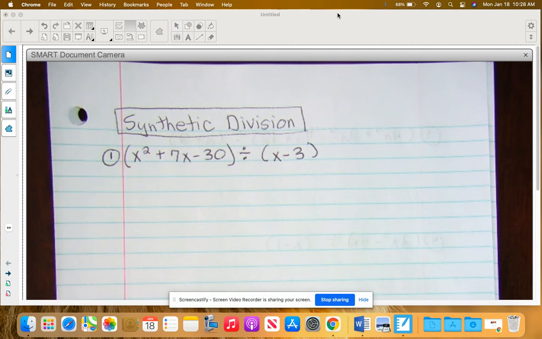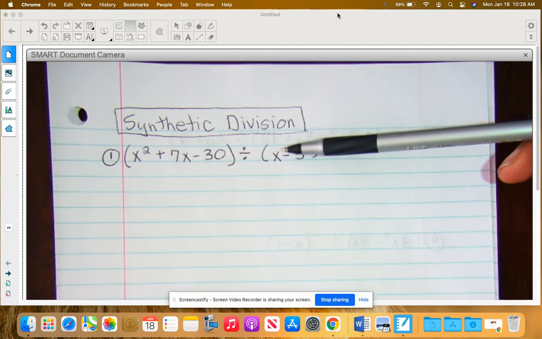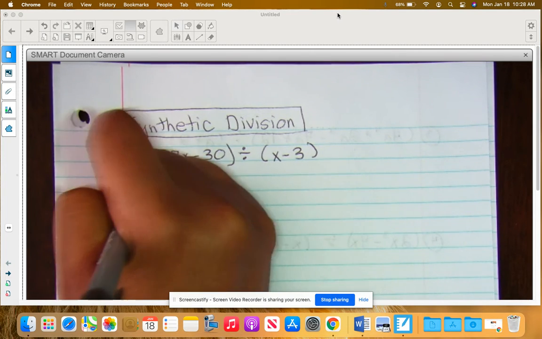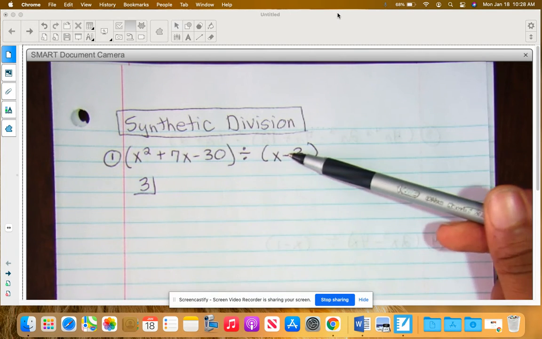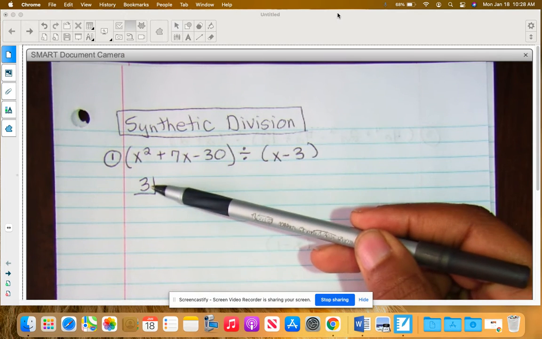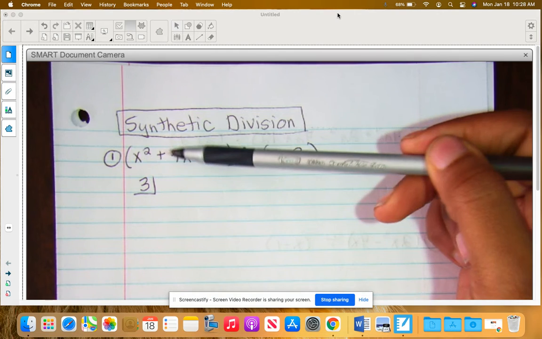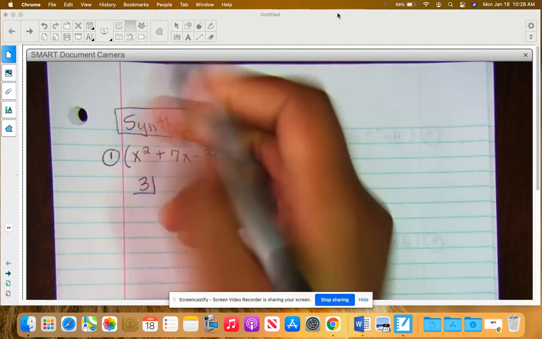So here we go. Step 1, take the opposite of this and put it in a box off to the side. So this is x minus 3. In a box off to the side, we're going to put positive 3. Take the opposite: 3 goes in the box. Now we're going to line up our coefficients. So 1, 7, negative 30.